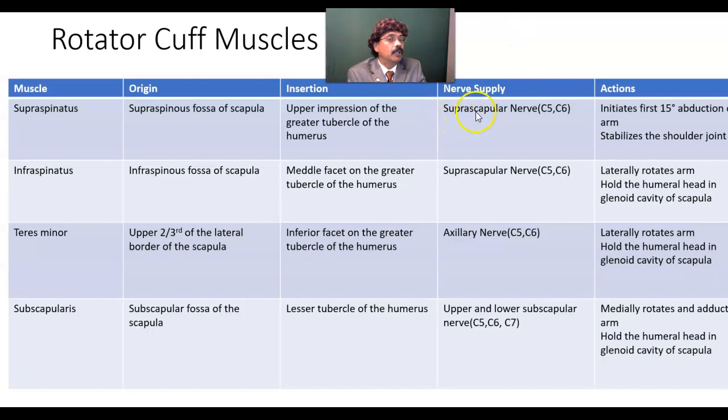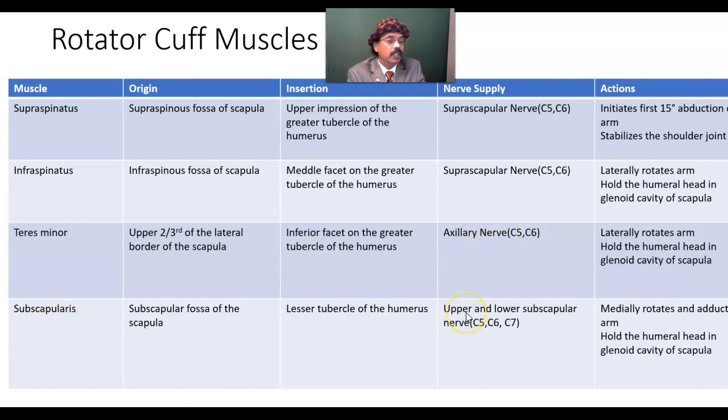Nerve supply: the suprascapular nerve, coming from where? From the brachial plexus. From which part? The upper trunk of the brachial plexus, root value C5, C6. The suprascapular nerve also innervates infraspinatus. Teres minor is innervated by the axillary nerve, root value C5, C6. From which plexus? Again the brachial plexus. From which cord? The posterior cord.